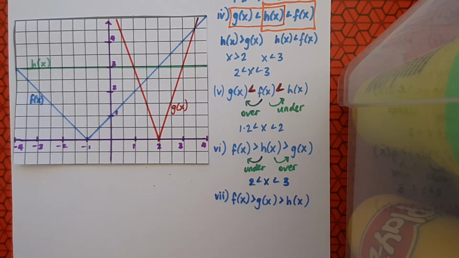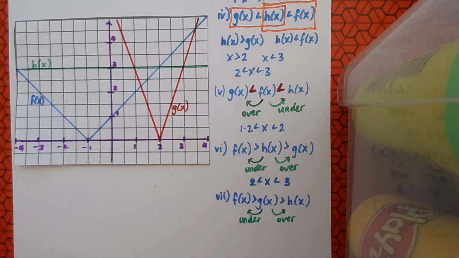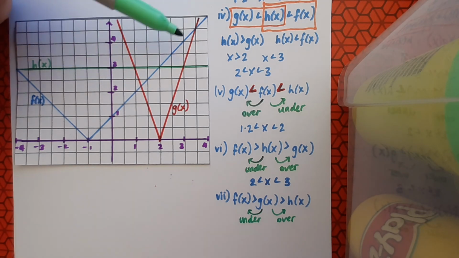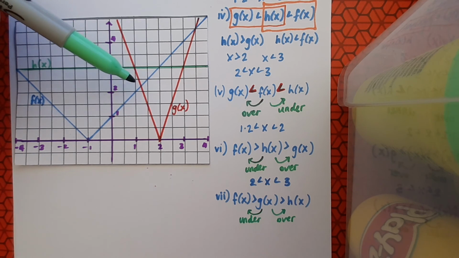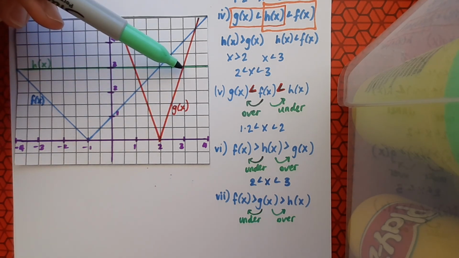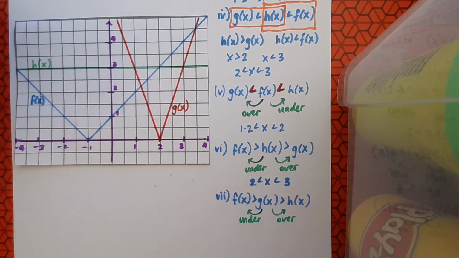And then finally part 7, f of x is greater than g of x is greater than h of x. Again, because the way the symbols are pointing, I'm going to be looking at g of x being under the first function and over the second function. So g of x is the red function, so I want it to be under the blue function. So that happens between this point and this point. So g of x is below f of x up as far as here. But I want it to be over h of x, and h of x is the green function. So that starts to happen when I get as far as this point here. So it's from 3 on and up as far as 3.5 roughly.